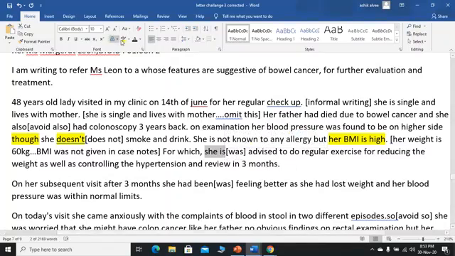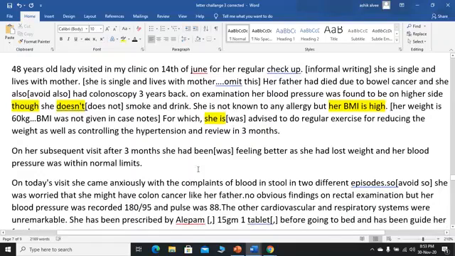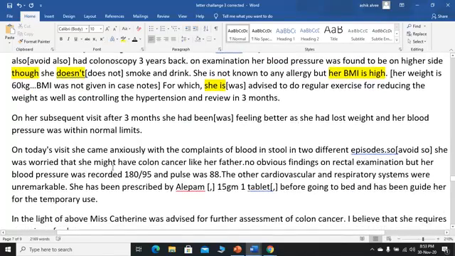Was advised to do regular exercise for reducing the weight as well as controlling the hypertension and review in 3 months. On her subsequent visit after 3 months, she was feeling better as she had lost weight and her blood pressure was within normal limits. On today's visit, officers.